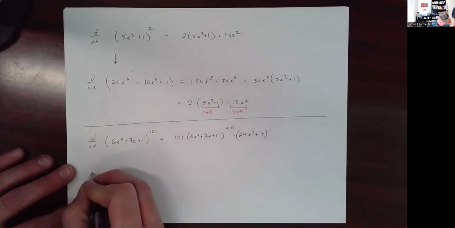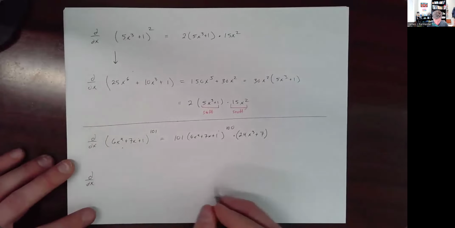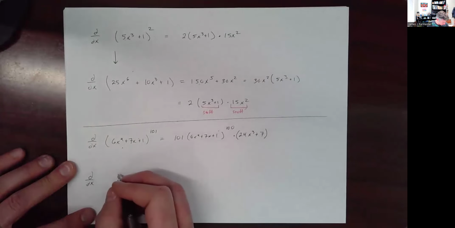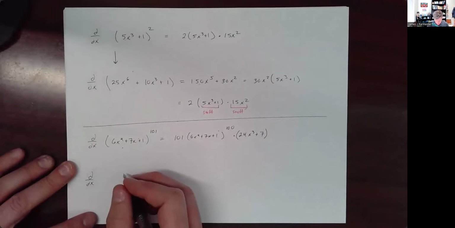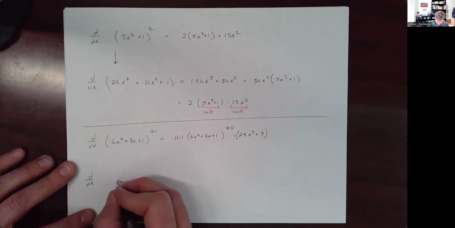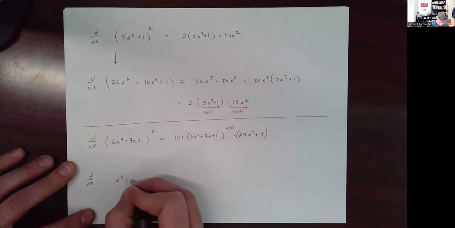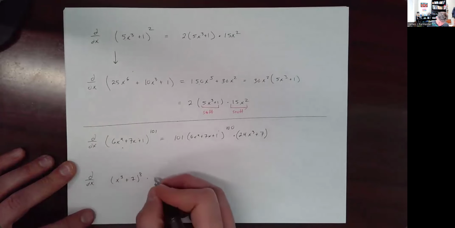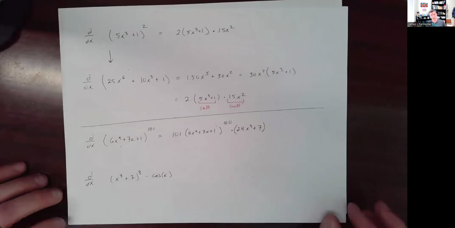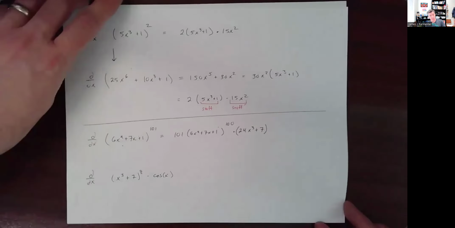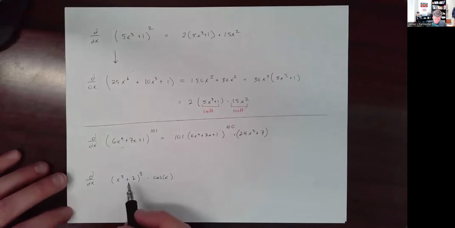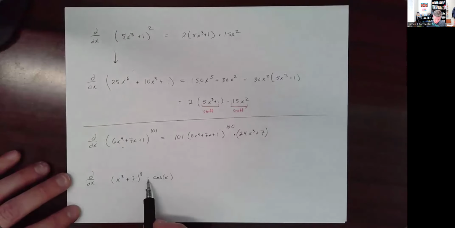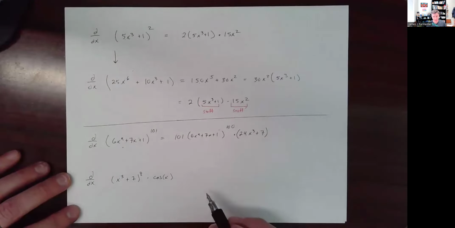Sure, we can do one more. Let's say I have the derivative of something like x cubed plus 7 to the 8th power times cosine of x. So here, I actually see this as being a product rule first. I have a product of two functions, x cubed plus 7 to the 8th and cosine x.